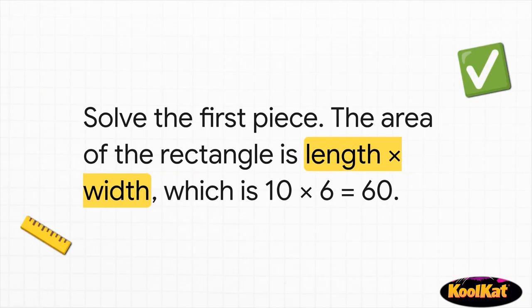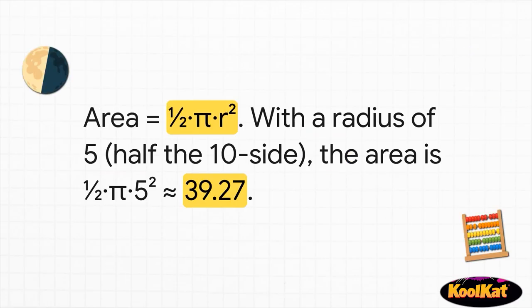Now for step 2, solving the pieces. Let's get the easy one out of the way first, the rectangle. You already know this one, right? The area of a rectangle is just length times width. So we do 10 times 6, and that gives us 60. Boom, first piece, done.